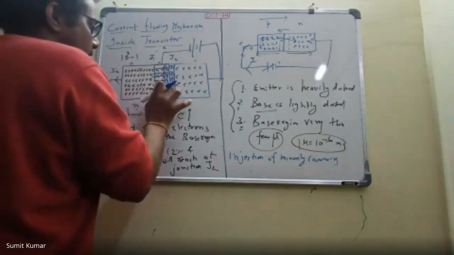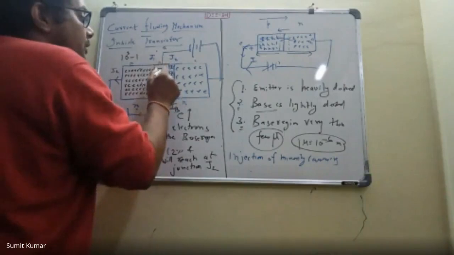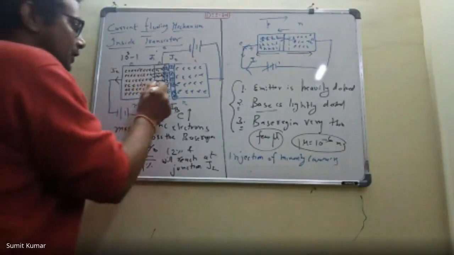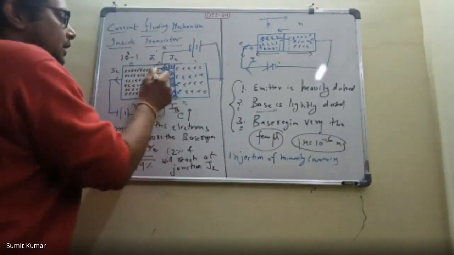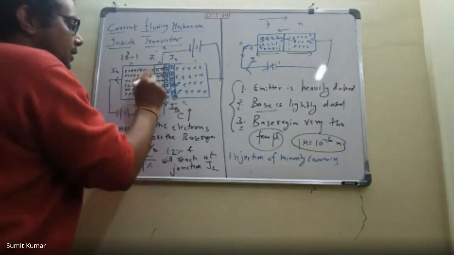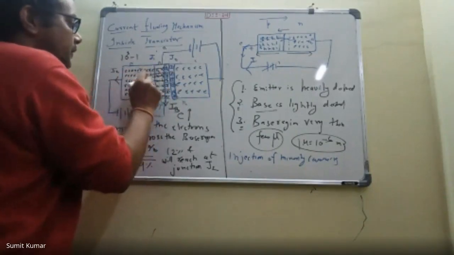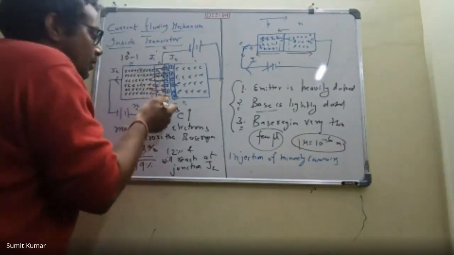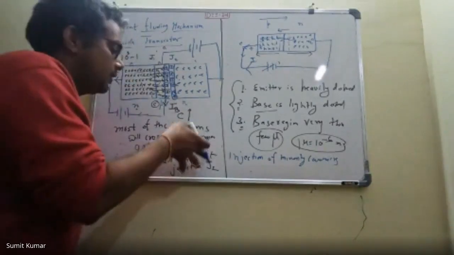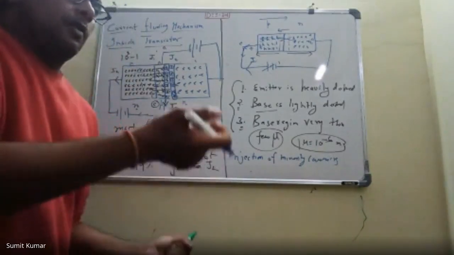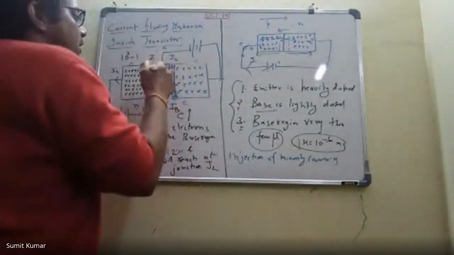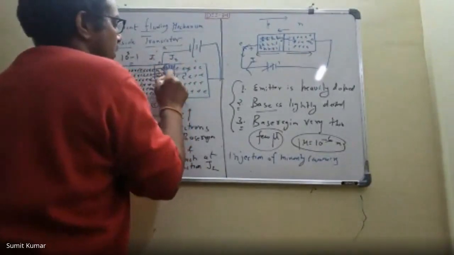So now there is a very strong electric field, and it will attract the electrons. We know that this electric field will repel the holes, but it will attract all these electrons coming from here, because these electrons are in the base region and will reach the junction J2, and the junction J2 is already ready with the very strong electric field to attract the electrons, and these electrons will move through the junction.